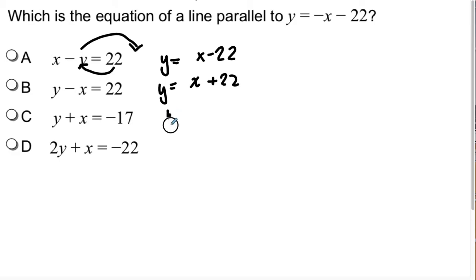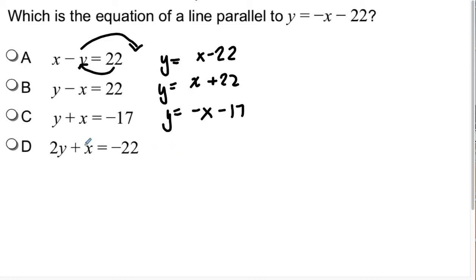All right, now here, y equals, I'm going to move this positive x over to the other side. So that's -x minus 17. So right now, this looks like they're parallel because they have the same slope and different y-intercept. But let's check letter D.